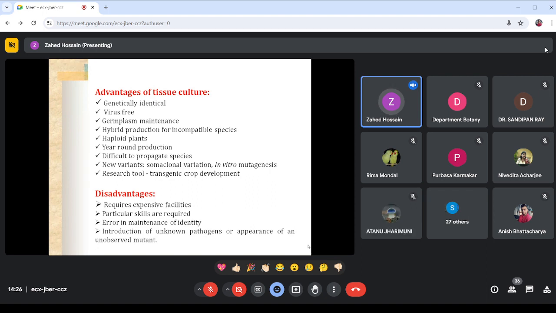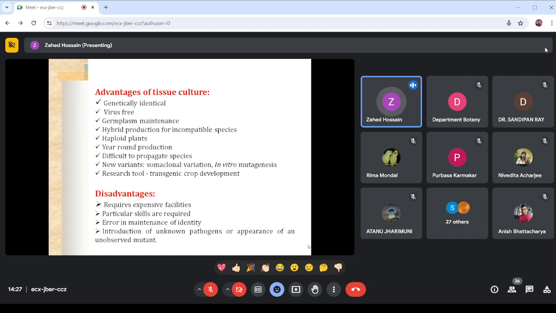That means in case of micropropagation, it is expected that all the plants that are raised through this technique are genetically homogeneous, but there is a high chance that, due to somaclonal variation, some changes at the genetic level may happen. So identification of that somaclonal variation is very much required, and which requires sophisticated facilities. So that is one disadvantage.